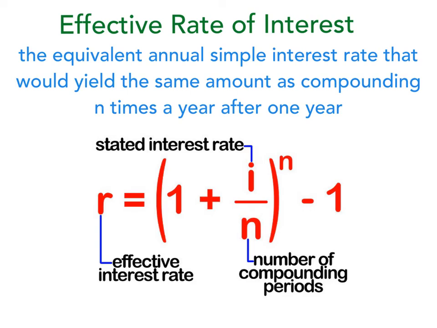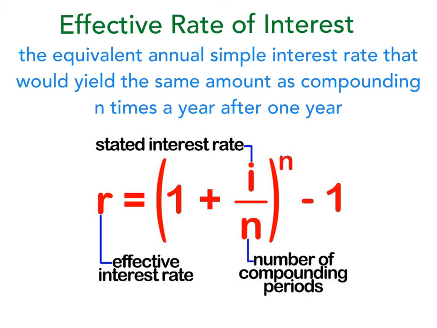All right, so speaking of interest, there's this thing called effective rate of interest. That means that it's the equivalent annual simple interest rate that would yield the same amount as compounding however many times a year after a full year of gaining interest.